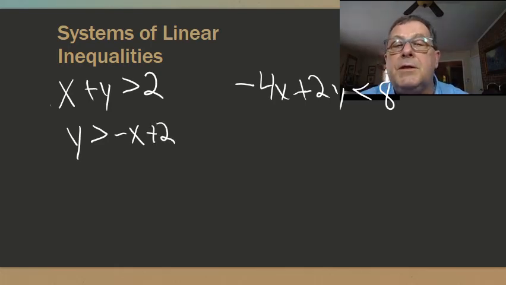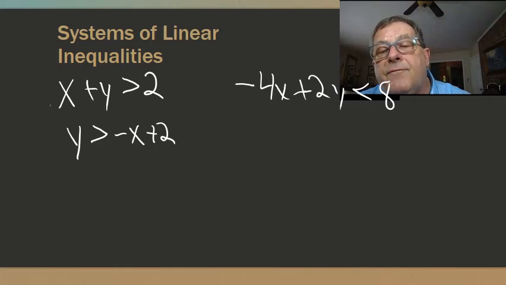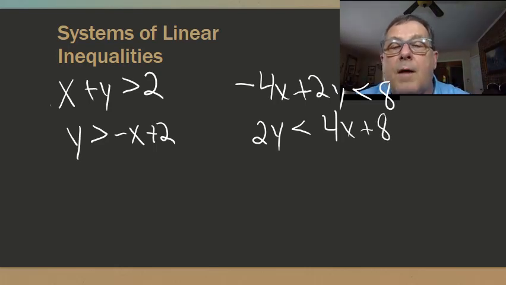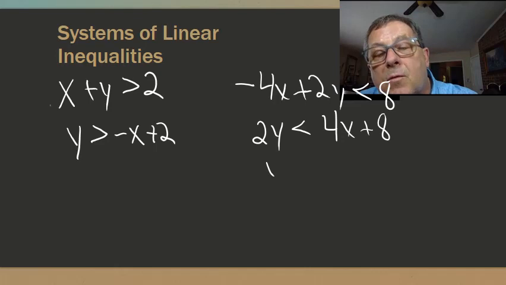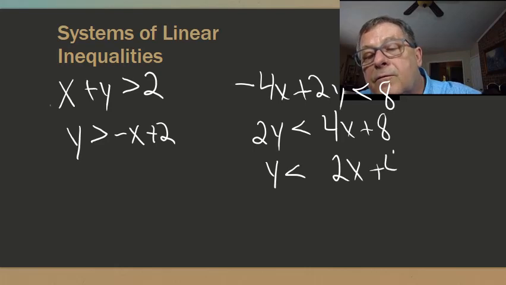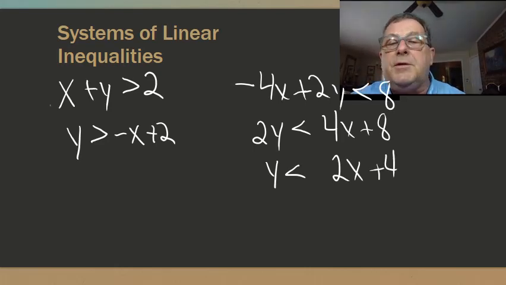That's all I'm going to have to do to this one. And here I'm going to start off by adding 4x to both sides, which would leave me with 2y is less than 4x plus 8. But I've got a 2y here, so I've got to get y by itself. So y is less than, dividing everything by 2, 2x plus 4. Now, let's jump over to the calculator and take a look at what our solution set may look like.